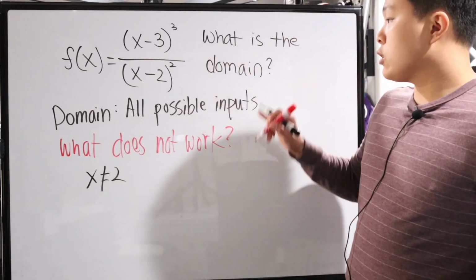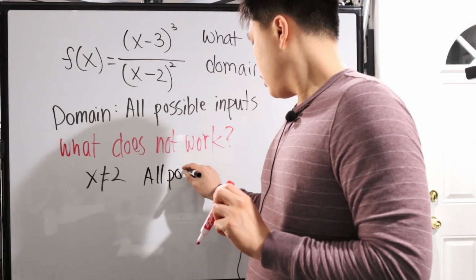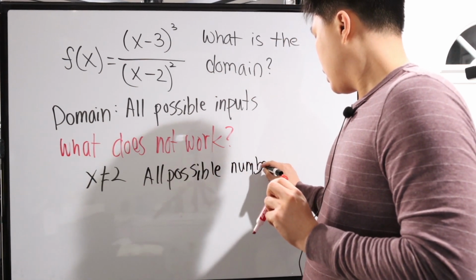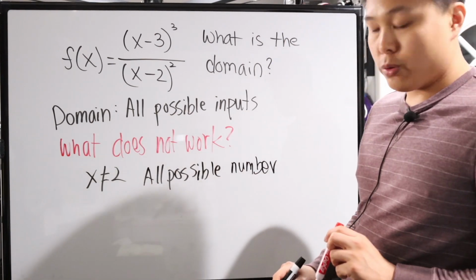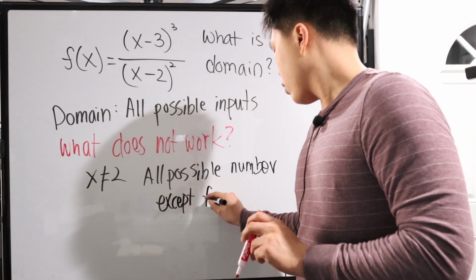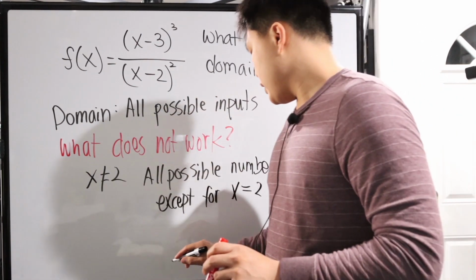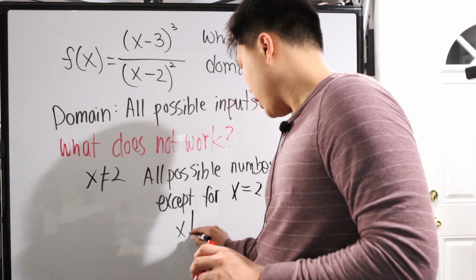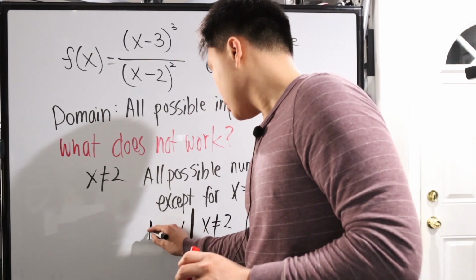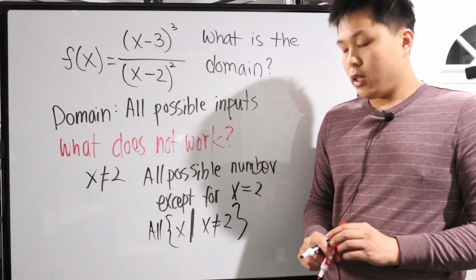So in this case, what is the domain? Well, the domain is all possible numbers except for 2, right? So all possible numbers except for x equals 2. Now, usually for notation, they would probably say x, and then they have a separation, and then x not equal to, or some of them might say all x, or they use this little squiggly thing just to represent that x could be all numbers except for x equal to 2.